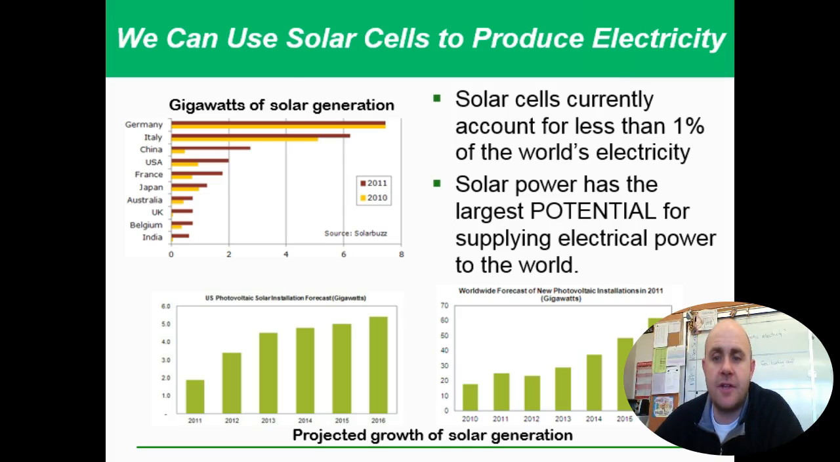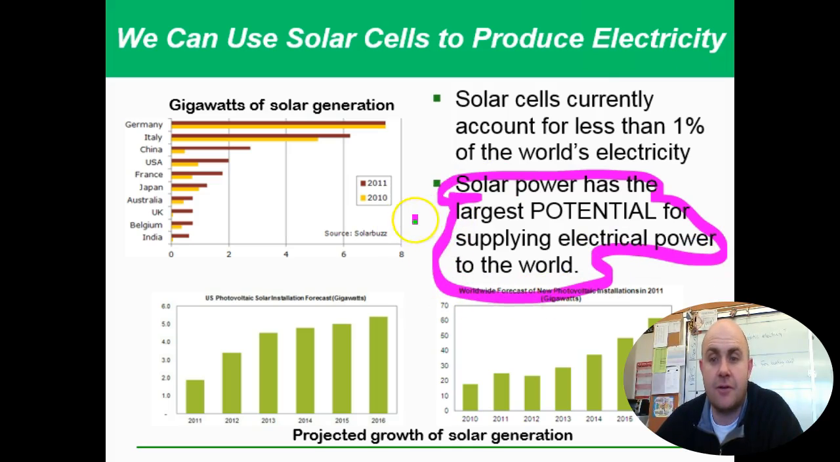So can we produce enough electricity this way? Well, that's a tough one to call. Solar power, first of all, has the largest potential for electricity on the planet, because there's so much sun hitting our Earth. But the reality is less than 1% of the world's electricity comes from it. Some countries are better than others at it. Germany dominates the solar generation world, then Italy, China. The US is right there hanging out, and then you can go down further and further with other countries.